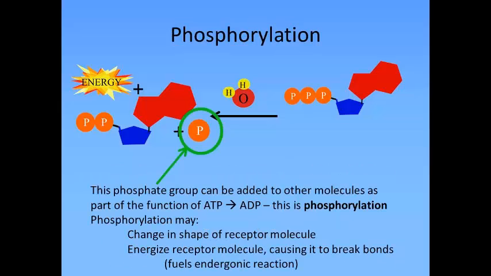So going from ATP to ADP, we actually can have phosphorylation occur, not to ADP itself, but to another molecule, because this phosphate group has been released.